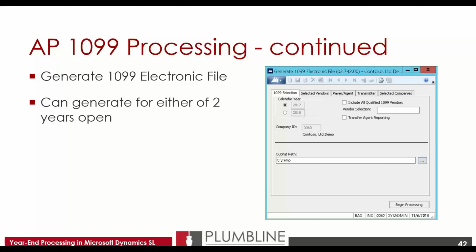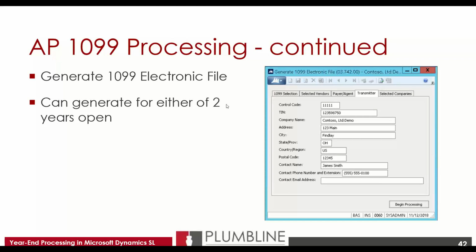You can select which vendors to include up in the top right corner. Transmitter tab here across the top is used to populate some required data over there. And that's this information. So that has that control code, some of that information, contact information.